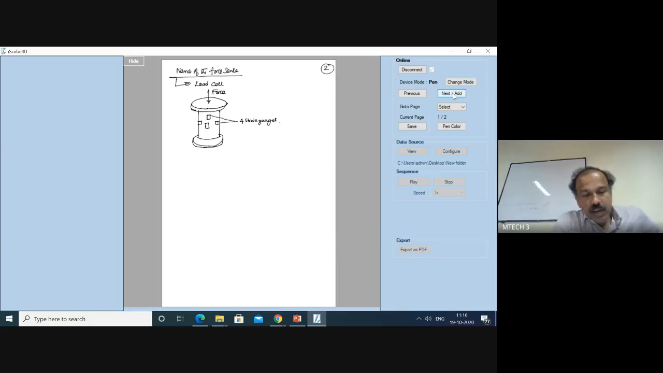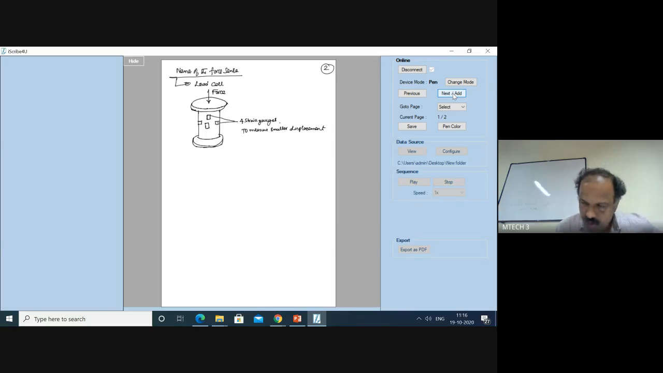Now we are moving on to the force sensor. The commonly used force measuring device is called a load cell. Basically it is based on the use of electrical resistance strain gauges. The strain gauges are used to measure smaller amounts of displacement. Now what is going to happen is when this is a cylindrical tube.